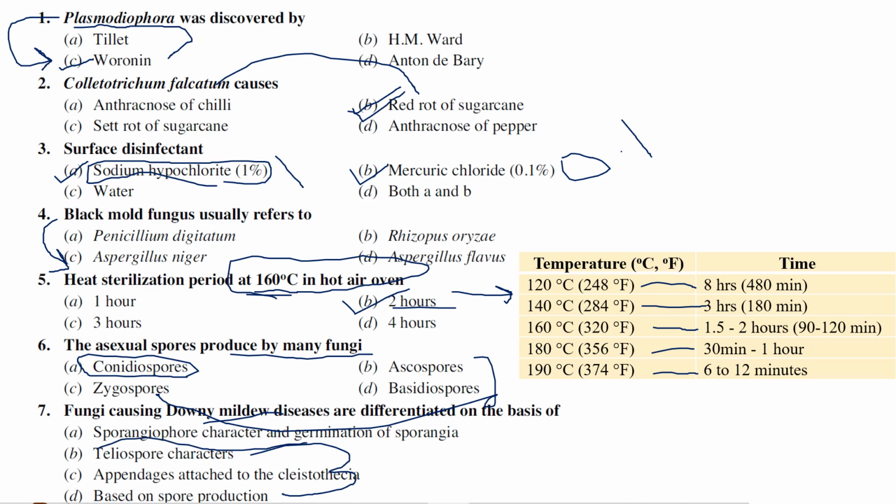So how the sporangiophore is branching, how it is germinating, whether dichotomously branched, or what are the different kinds of branches, those are the sporangiophore characters. Here the downy mildew is characterized based on the sporangiophore character. It is a very important one.